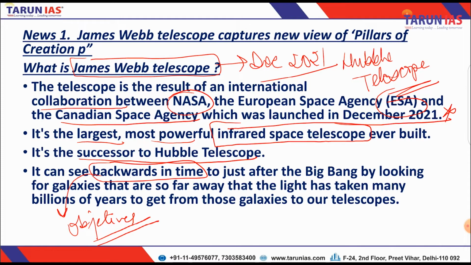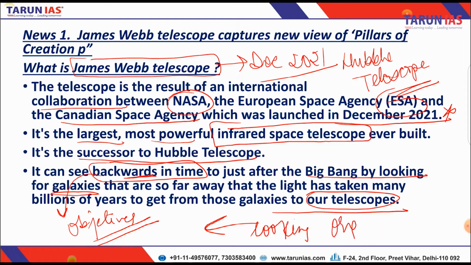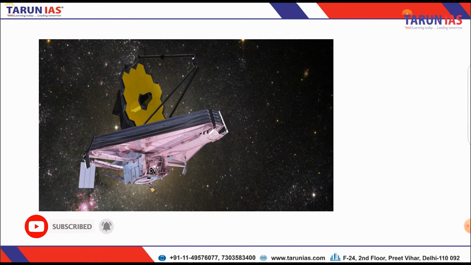That it can see backward in time and just after the Big Bang by looking for the galaxies that are so far away that the light has taken many billions of years to get from those galaxies to our telescope. That means basically James Webb Telescope is looking into the past to analyze and to understand the origin of universe. Alright. Now this is how the James Webb Telescope looks like.